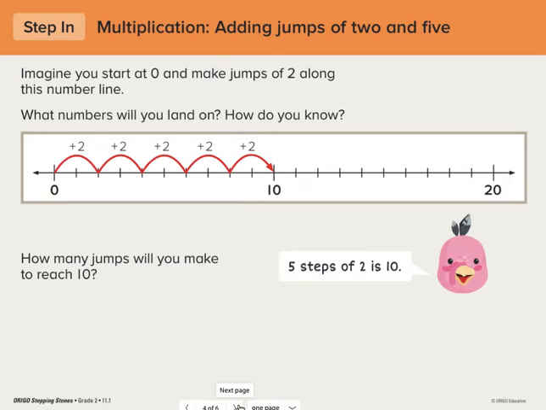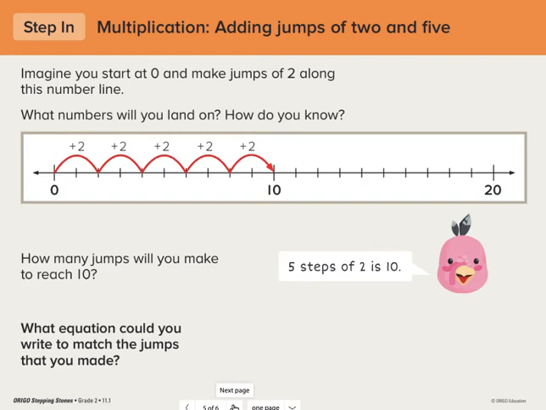Five steps of 2 is 10. Let's take a look at the number line. Number lines are really great to help us figure out how many jumps it will take to get to a number, right? So we're starting at 0. Here's 1 jump of 2, 2 jumps of 2, 3 jumps of 2, 4 jumps of 2, 5 jumps of 2. 1, 2, 3, 4, 5. That brought us to 10, right? 5 jumps of 2 brought us to number 10.